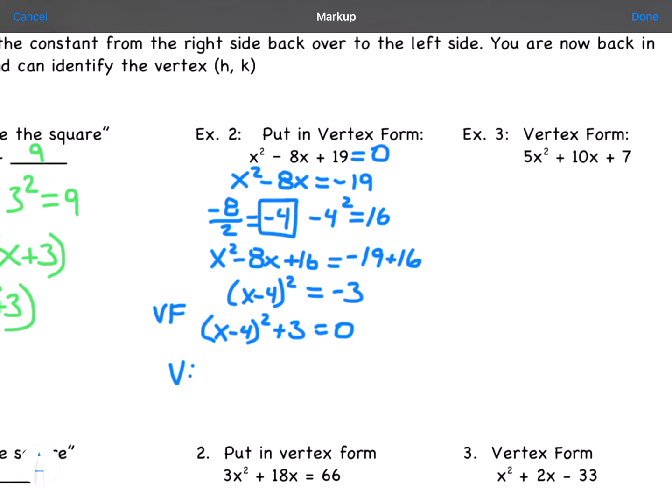And our vertex, if you remember, inside the parentheses moves us left and right, and x lies to us, so because it's negative 4, it moves to the right 4. Then outside, our k value, the 3, stays the same. So our vertex for number 2 would be (4, 3).